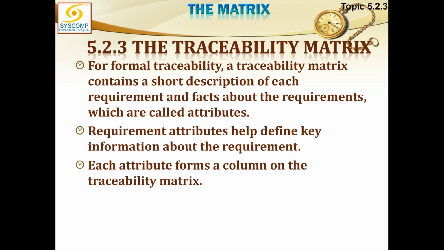For formal traceability, a traceability matrix contains a short description of each requirement and facts about the requirements, which are called attributes. So every requirement will have a number of columns. The table of requirements will have a number of columns, each column with a different heading, showing that specific attribute of that requirement. So every requirement will have a number of attributes.